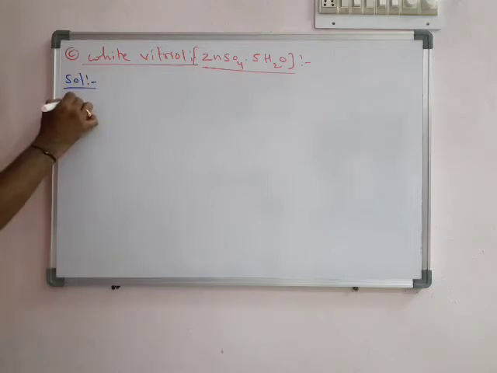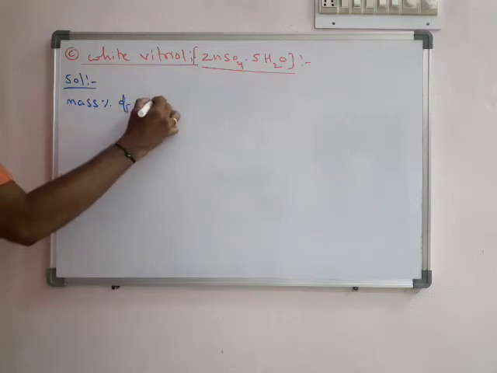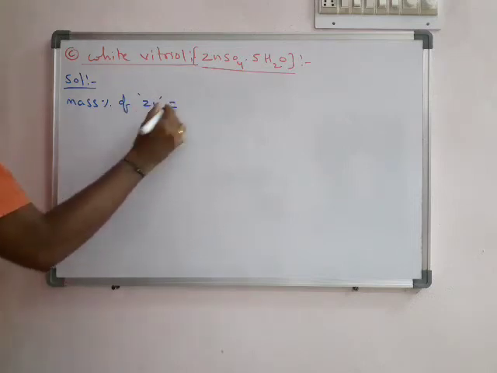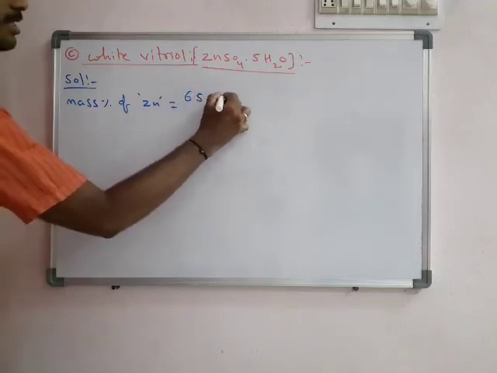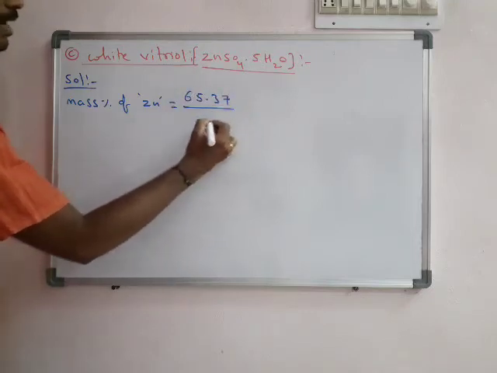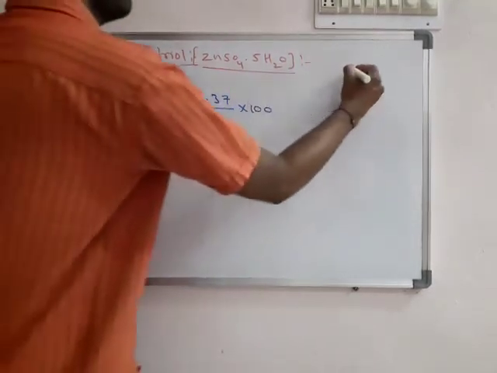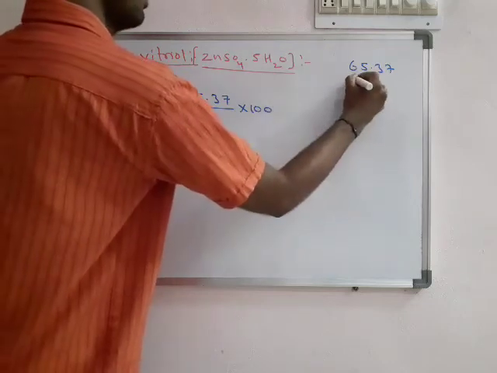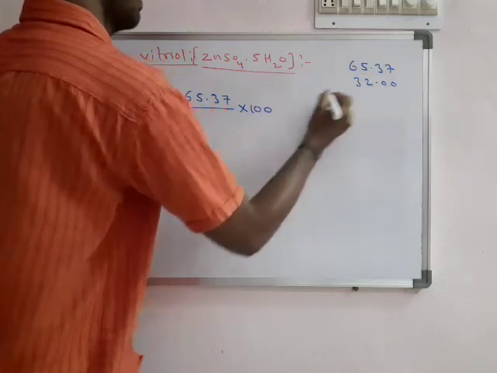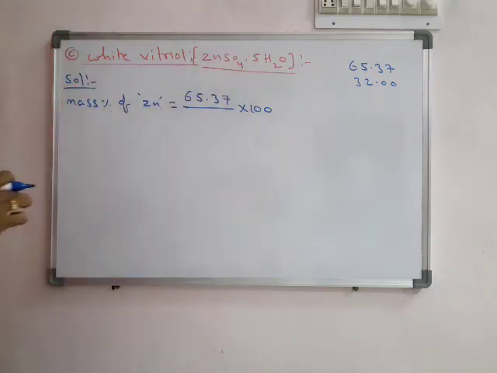First see the mass percentage of zinc. What is the atomic weight of zinc? 65.4, or the exact value 65.37, by the total molecular weight. So we calculate it. 65.37, for sulfur how much? That is 32. How many oxygens are there? 4 and 5, 9 oxygens are there.